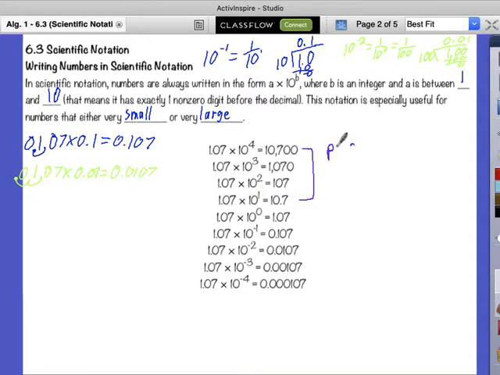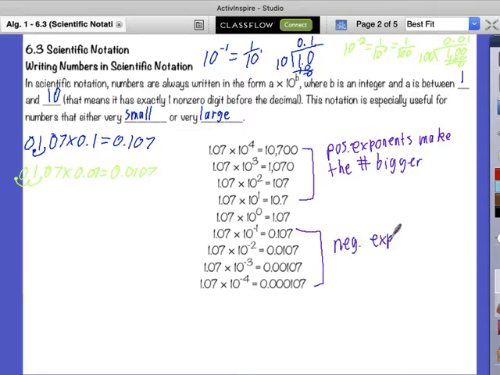So I want you to know that the positive exponents, they make the number, what? They made this number 1.07, what did they do to it? Bigger. They make the number bigger. What did the negative exponents do? Make the number smaller. The negative exponents, they make the number smaller.